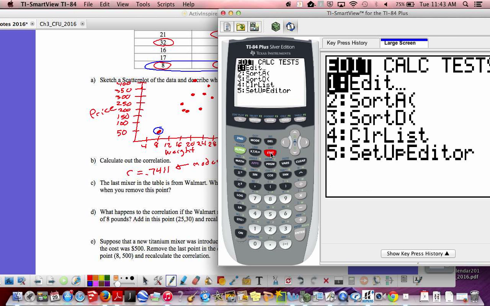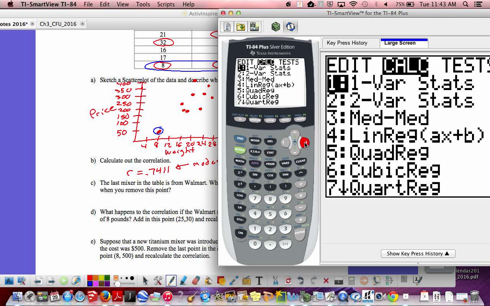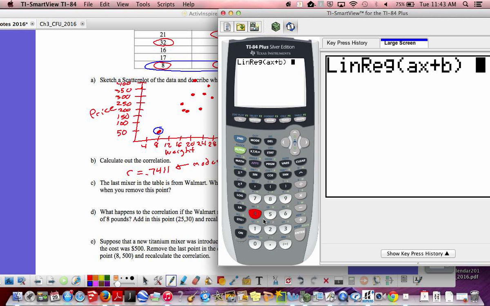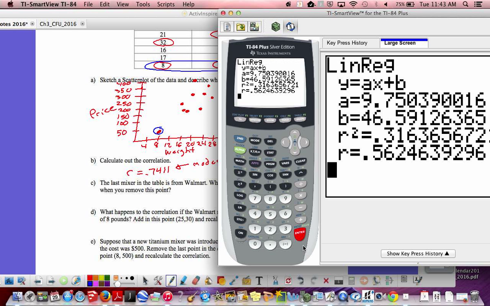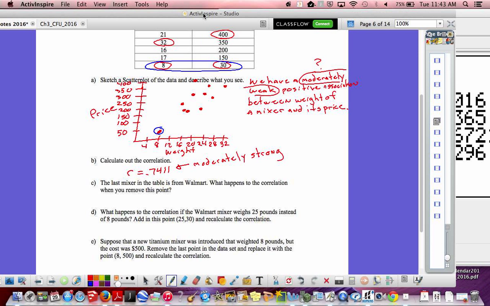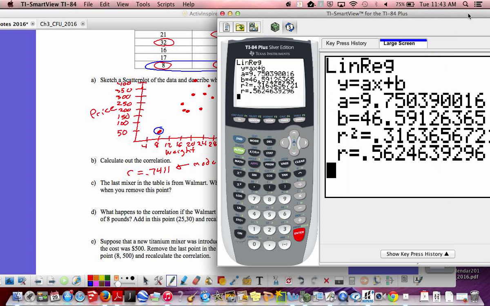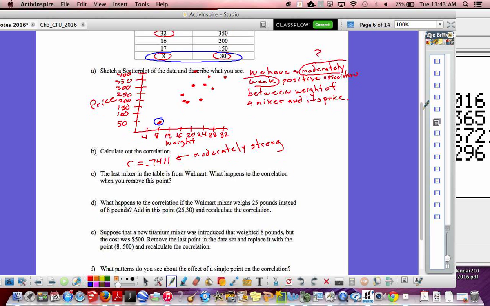So now go to Stat, go over to Calculate. Let's do number 4. And again, we have to do it on List 3, List 4. So I removed that point. What's happened to my correlation coefficient? It went down. Did it go down a lot? Yeah. It went down to 0.5625. Sorry, I forgot the 25.